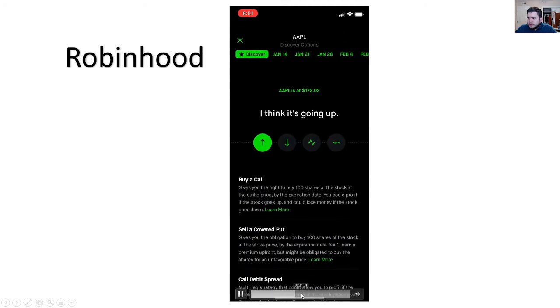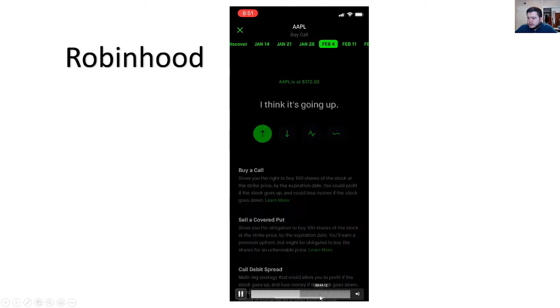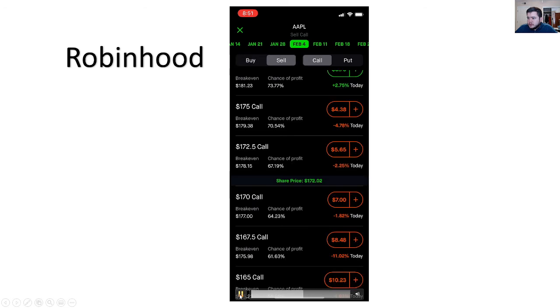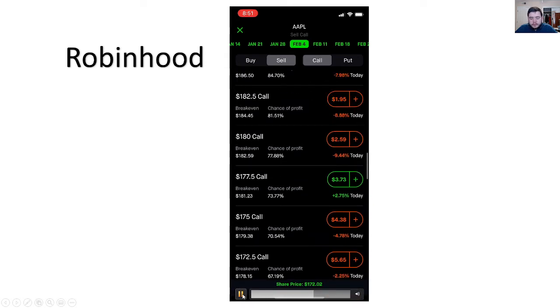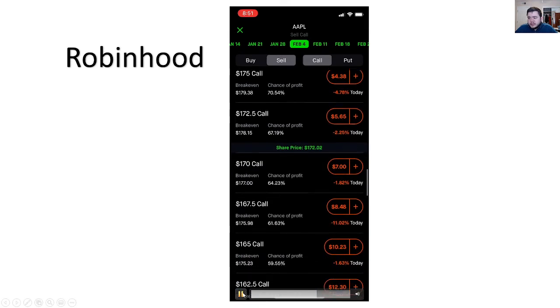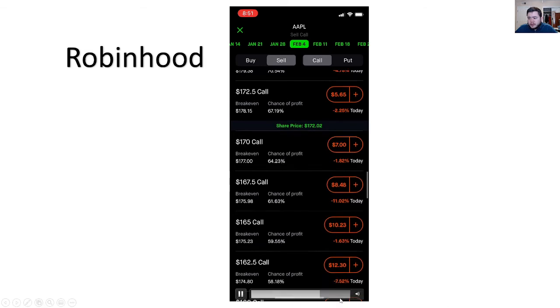So we go back to where we were trading the option. So the 170, it says $7. Robinhood is doing a little bit of trickery here. They're basically by default saying that you can sell for $7 because they're pretty sure that will go through. But that's not the bid price. That is just some number that they come up with.